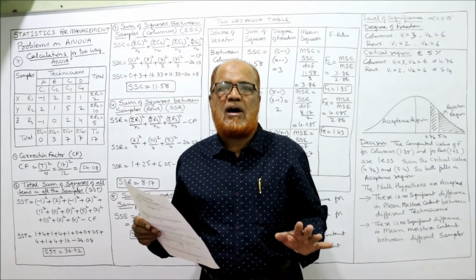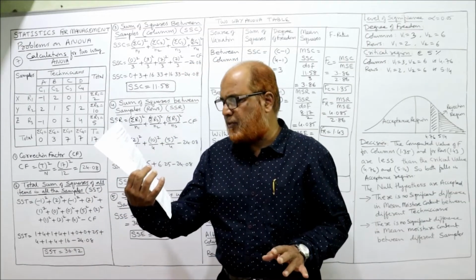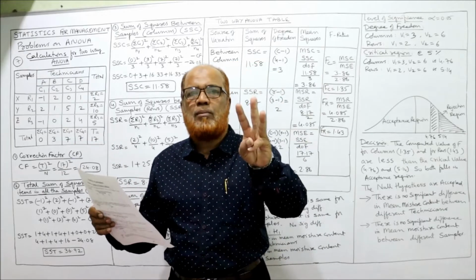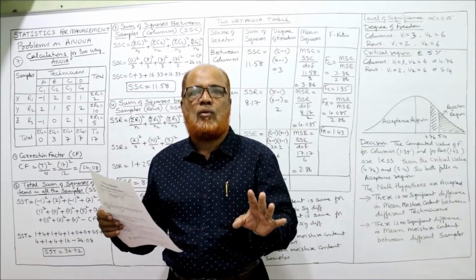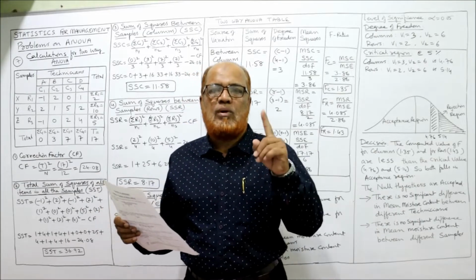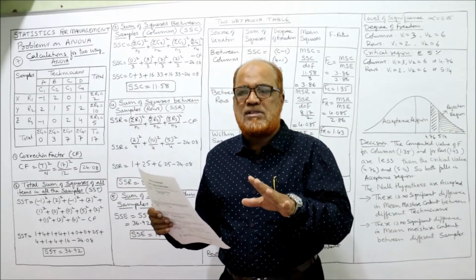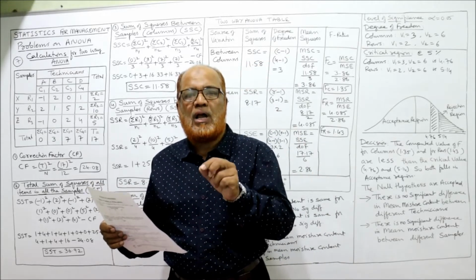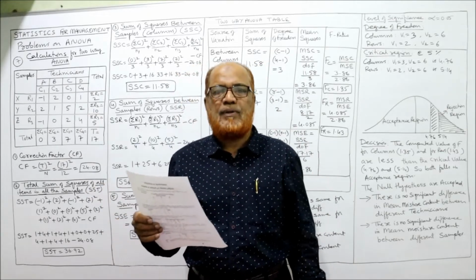Now, one problem is finally left, that is the 7th problem. All other problems I have completed. The 5th, 6th and 7th problems are the three we are doing for two-way ANOVA. The remaining problems were all one-way ANOVA. Out of these 3, the 5th and 6th I have already completed in previous videos. Now the last and final problem, the 7th one.